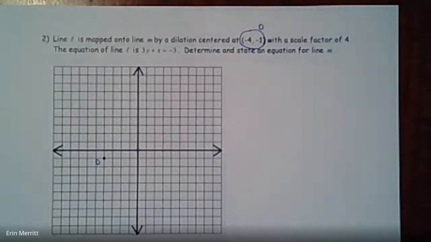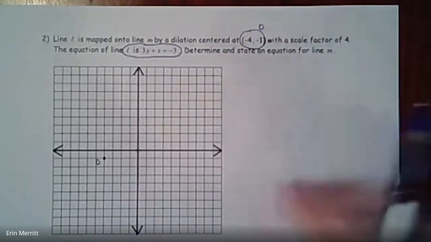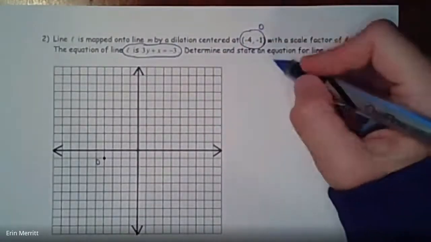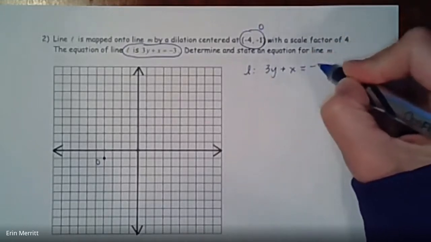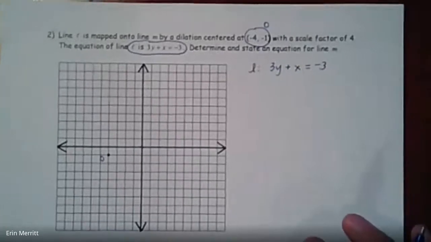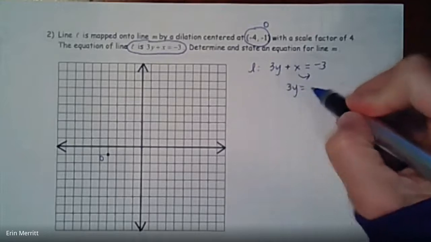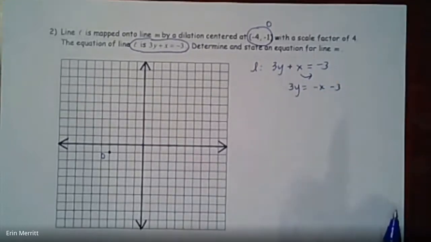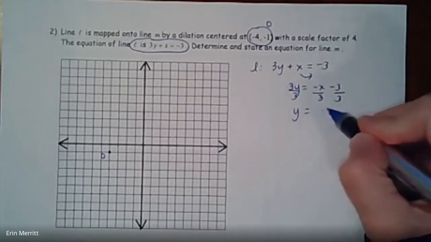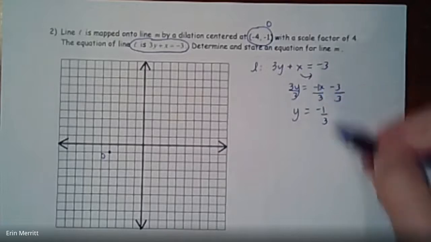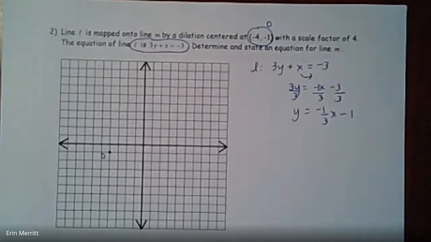The equation of line L is 3y plus x equals -3. I keep saying that wrong. Let's rearrange. To get y alone, move the x to the other side. So we're going to subtract it over. I'm going to put it in front of that -3 and then divide everything by 3. So I'm going to get -1/3 because there's a little 1 in front of that x, and then -1. So that's the equation of line L.